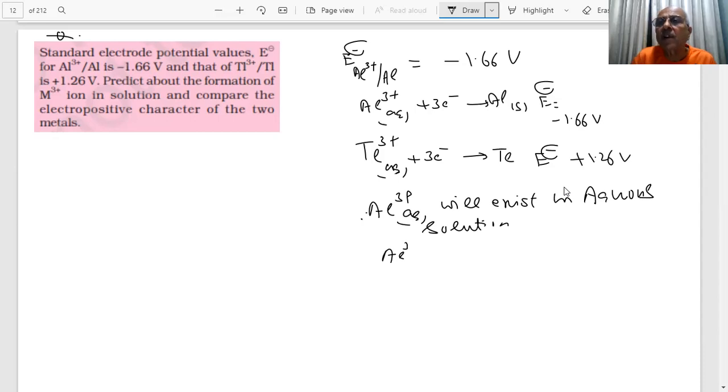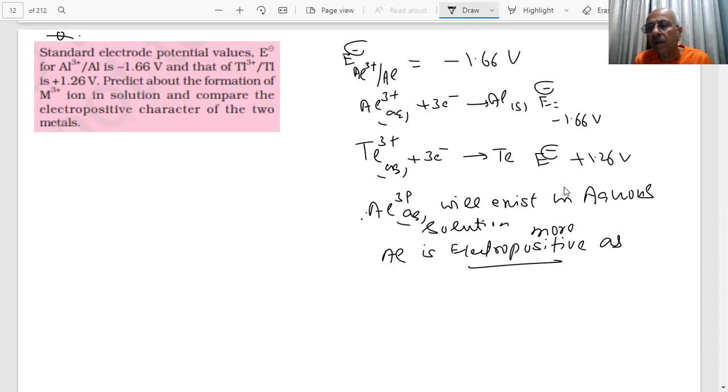That means, students, what I can say: aluminium is electropositive. More electropositive as compared to which element? Thallium. Thallium is less electropositive, so it has no tendency to form 3 plus.